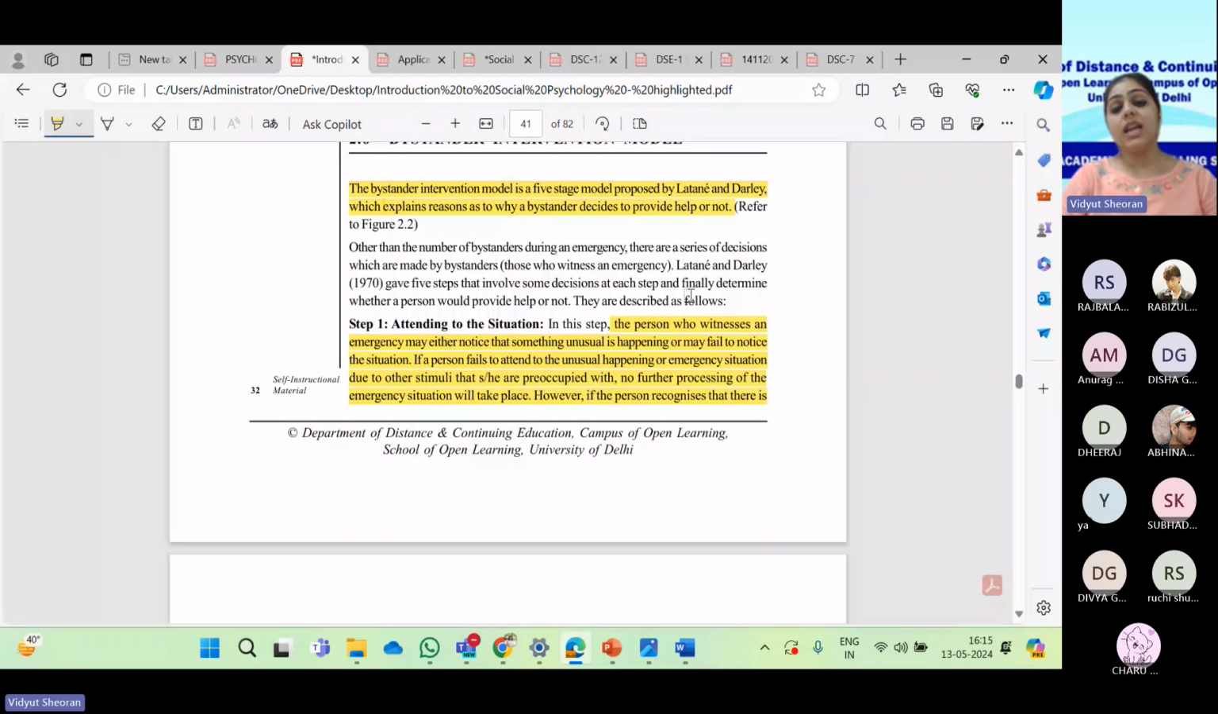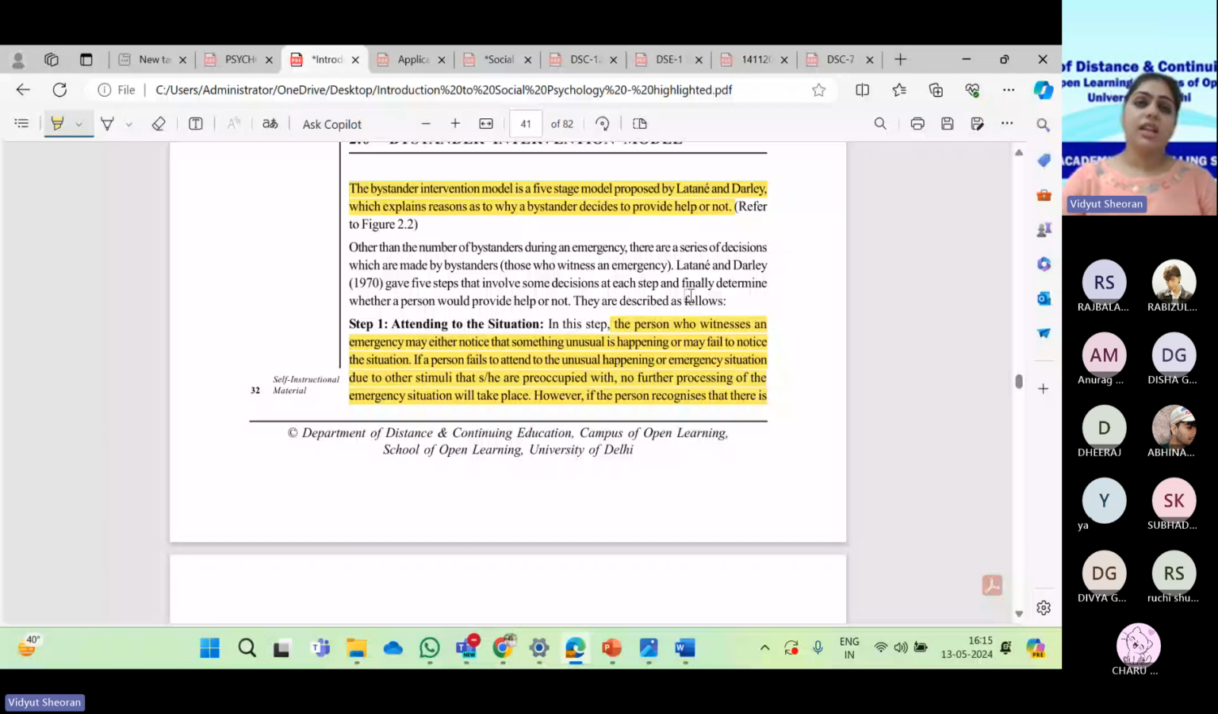It is not that he will leave his own emergency and help in someone else's emergency. If a person fails to attend to the unusual happening, suppose in a road accident someone is just passing by, but he sees the crowd and the accident happening, and thinking that there are so many more people to help, he thinks, I will not even glance at this situation, I will just pass by.